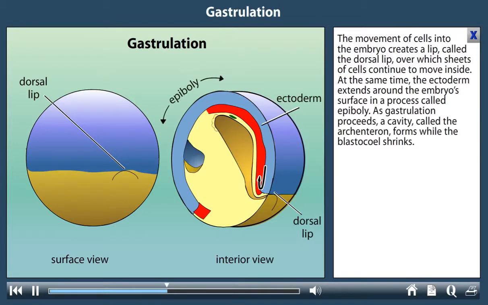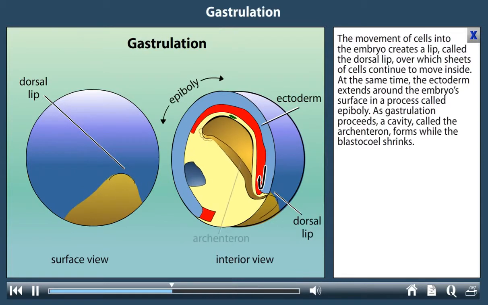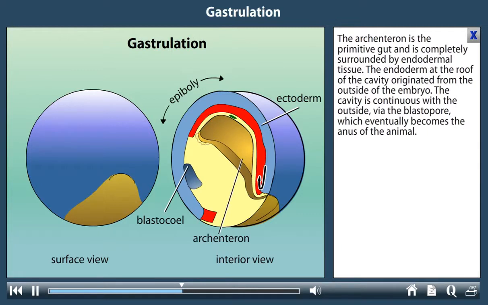As gastrulation proceeds, a cavity, called the archenteron, forms while the blastocele progressively shrinks. The archenteron is the primitive gut and is completely surrounded by endodermal tissue. The endoderm at the roof of the cavity originated from the outside of the embryo. The cavity is continuous with the outside via the blastopore, which eventually becomes the anus of the animal.